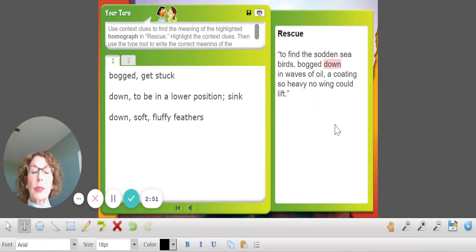To find the sodden sea birds, bogged down in waves of oil, a coat so heavy no wing could lift.